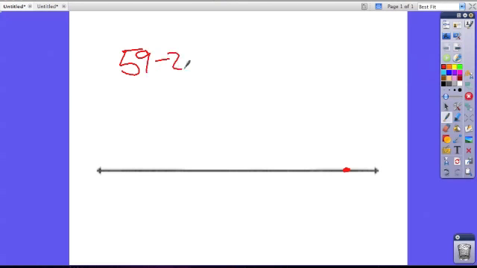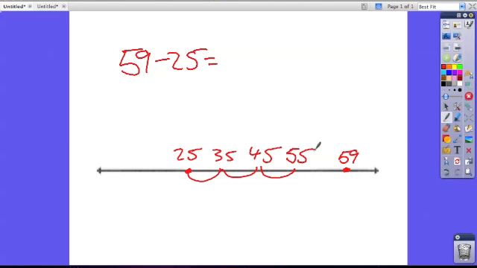Let's say I've got 59 take away 25 equals. Okay, what I need to do is I need to start here at 25 on the number line. And in my head I'm thinking, okay, I've got 59 and I'm taking away 25. Now what I can do is use my addition knowledge to help me solve this subtraction problem. And I can do jumps. I can go 35, I can go 45, and I can go 55. We're a little bit out of proportion there, but that's alright.